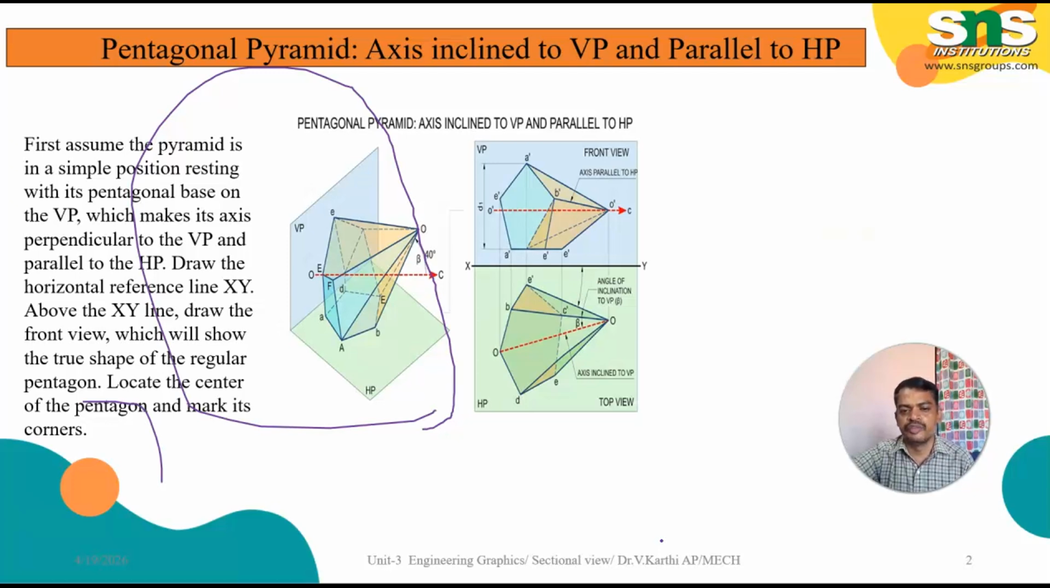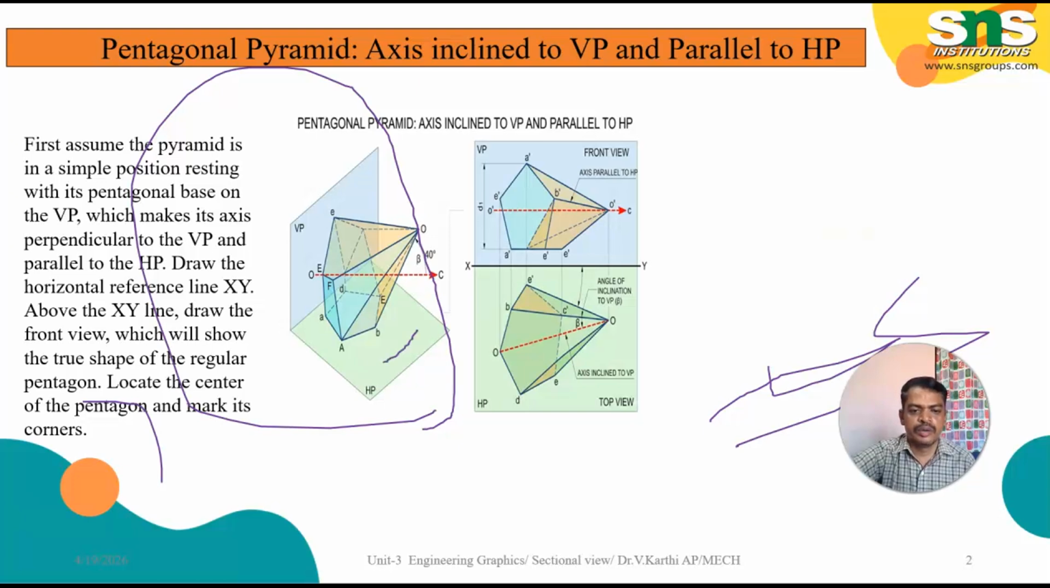Axis length approximately 50 mm. Axis inclined 40 degrees to HP. Axis parallel to VP. To solve this we follow the change of position method. First two steps: assume the simple position, axis perpendicular to HP, base resting on HP, and one base edge parallel to VP.